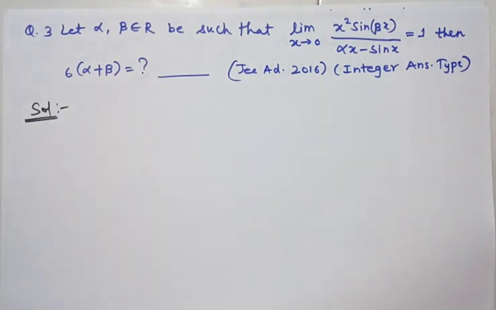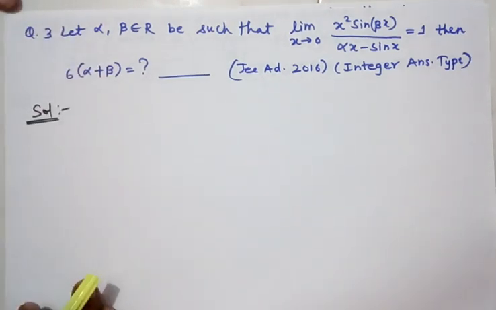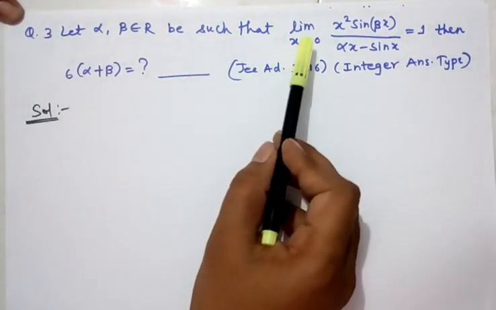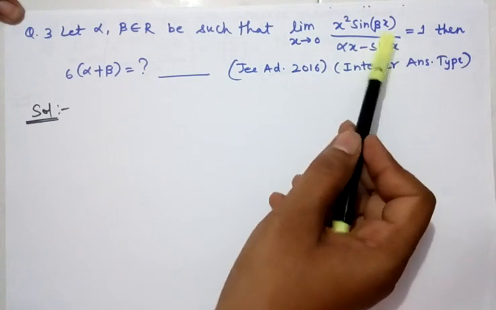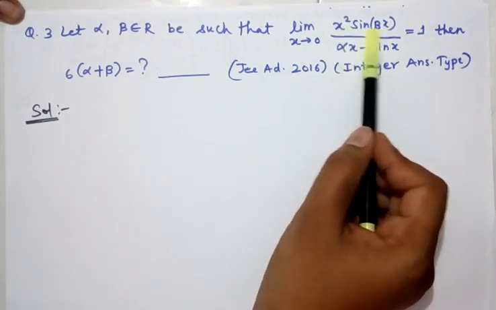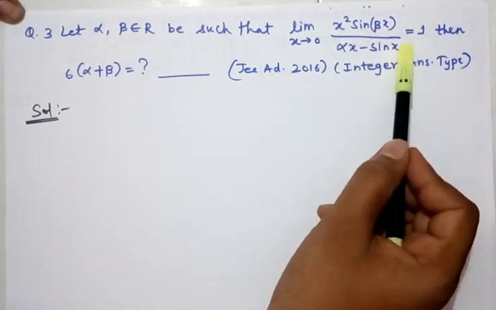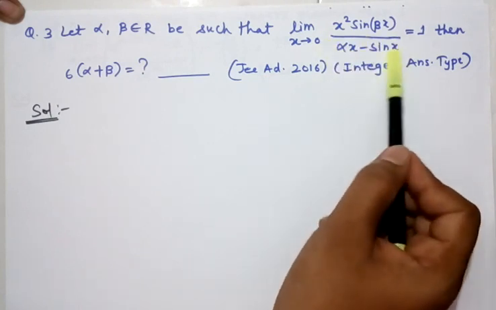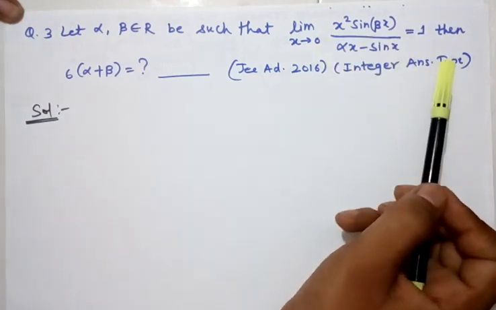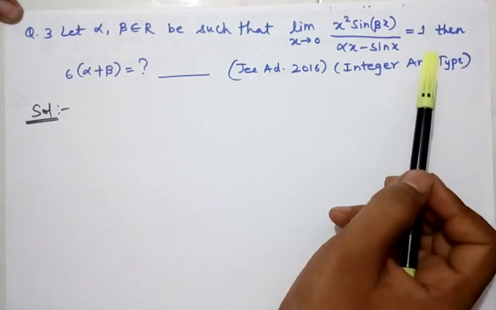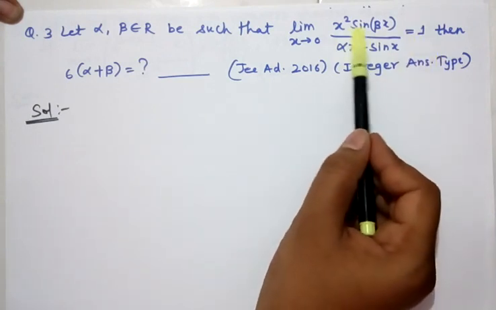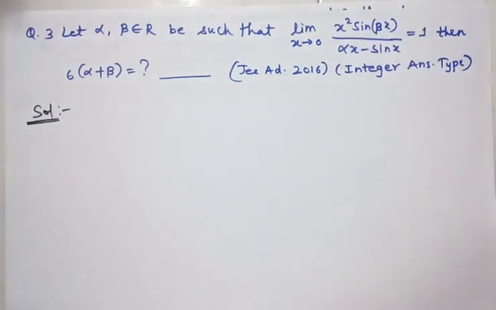Question number 3, it has appeared in JEE Advanced 2016. It is integer answer type, that is the answer is one of the integers from 0 to 9. Again here, limit x tends to 0. Here you can see product type. Here addition subtraction, so do not apply approximation here, because we saw that approximation can be applied only for product type. You can see that the numerator is product type, so apply approximation here.